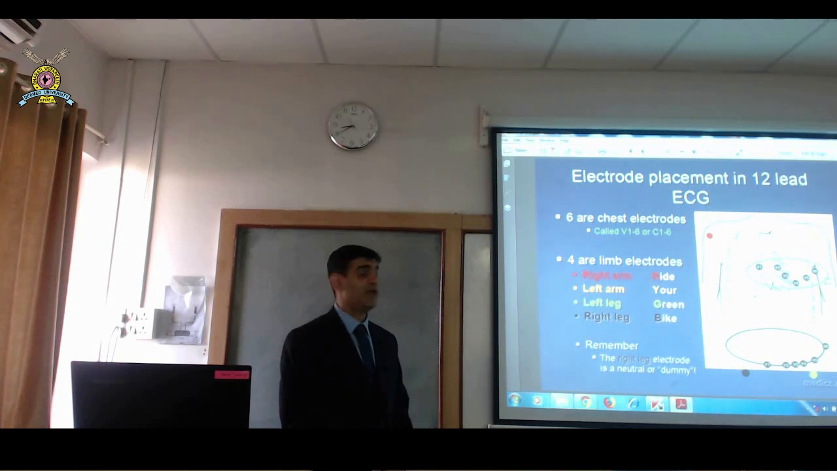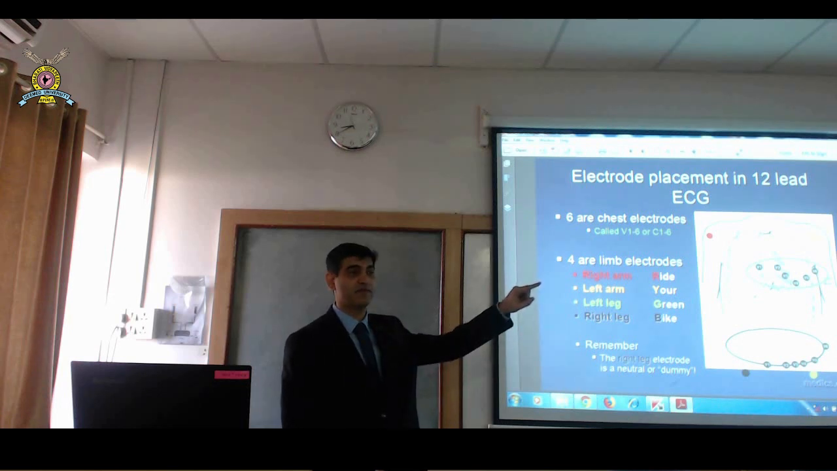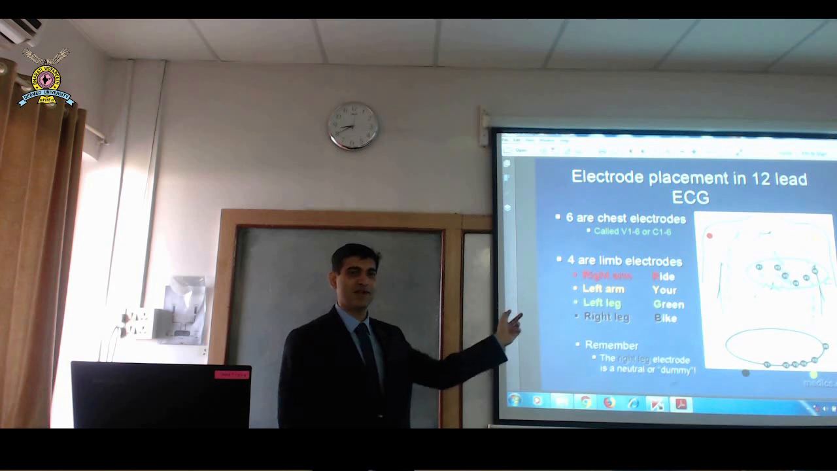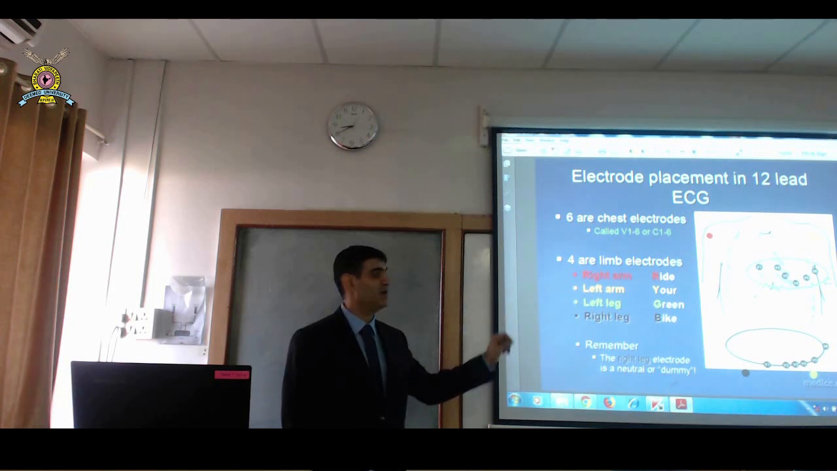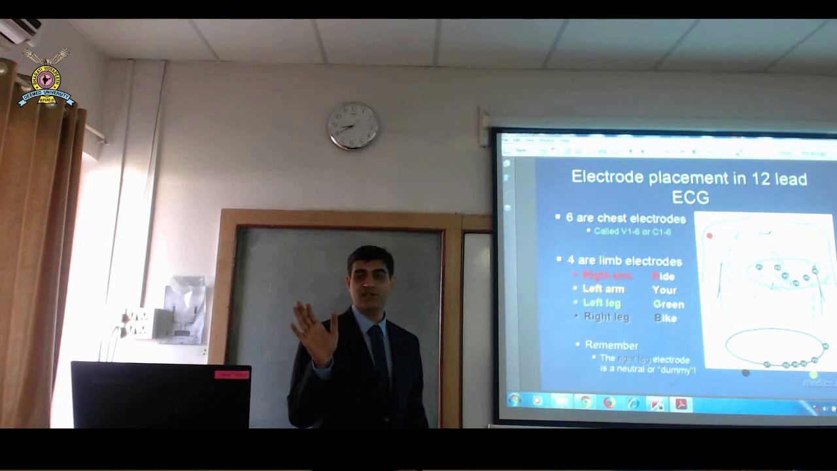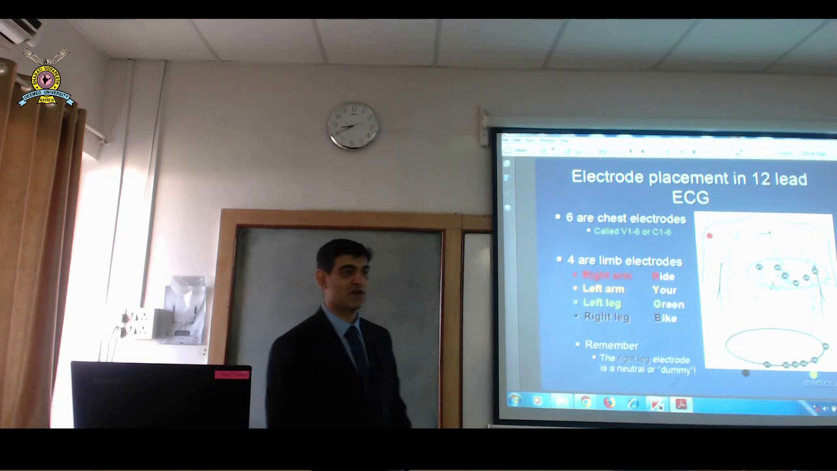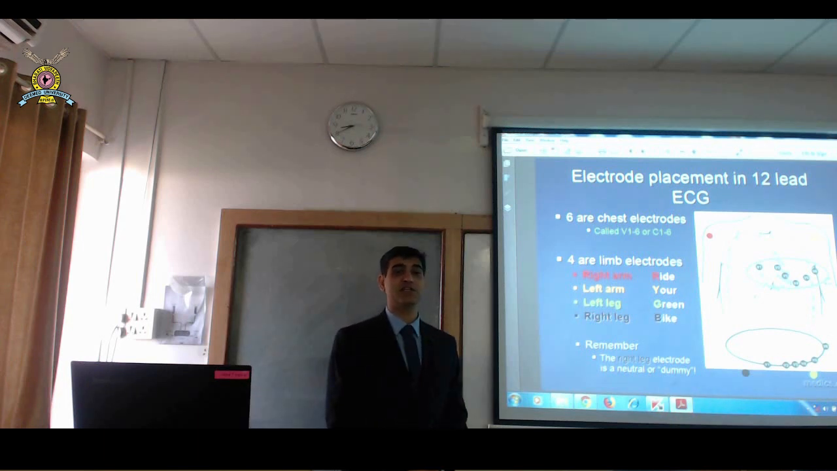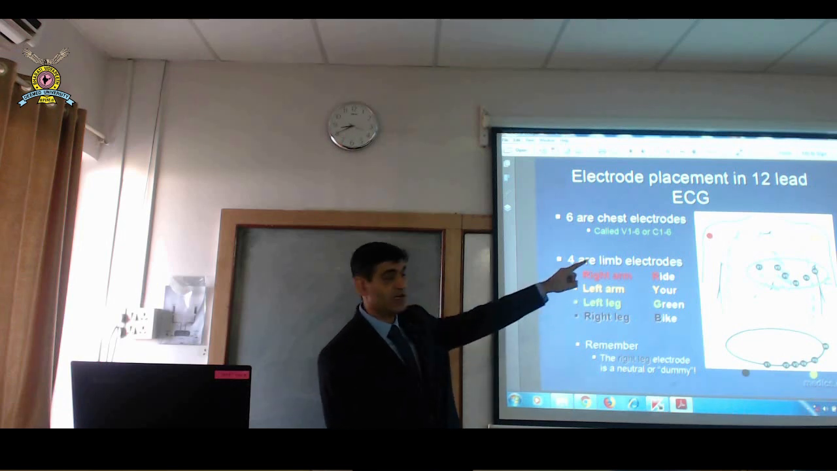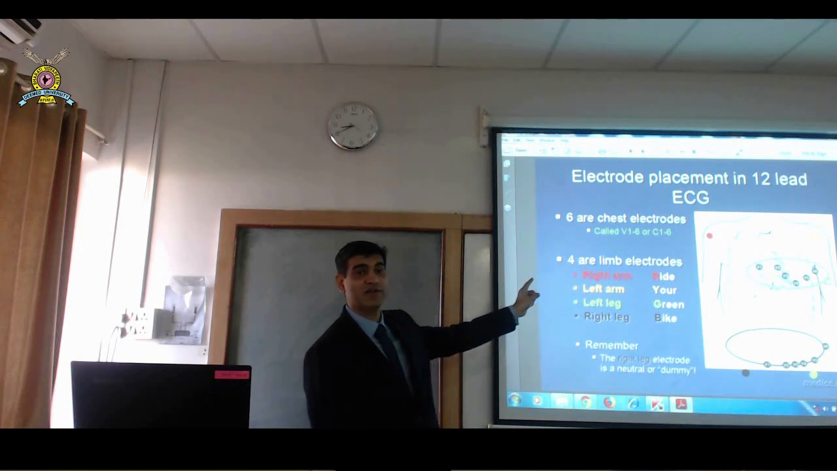People connect red to the left, or right to the left, and left to the right. That's the commonest mistake made by a nurse or a doctor. And then they give us an ECG, and there's a way we can find out whether there's a wrong connection or not. We'll come to that when we are interpreting the ECG. So the commonest mistake is right connected to the left, and left connected to the right.